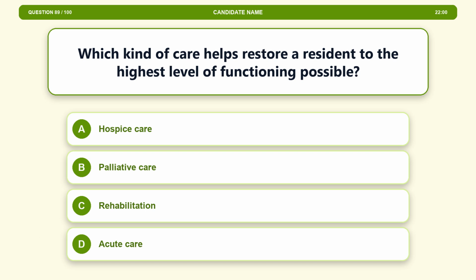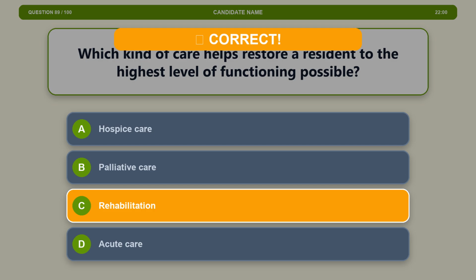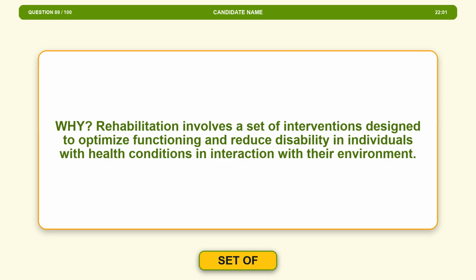Question 89. Which kind of care helps restore a resident to the highest level of functioning possible? Option A, hospice care. Option B, palliative care. Option C, rehabilitation. Option D, acute care. The correct answer is option C, rehabilitation. Rehabilitation involves a set of interventions designed to optimize functioning and reduce disability in individuals with health conditions in interaction with their environment.